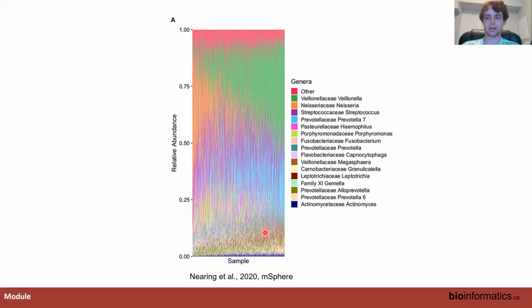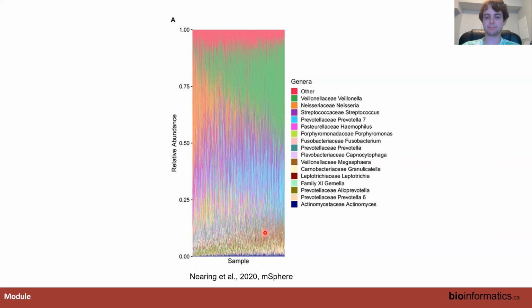So this is a stacked bar chart I made last year, looking at the composition of the oral microbiome of Atlantic Canadians. And basically on the y-axis, we have the relative abundances, which go from 0 to 1. And on the x-axis, we have different samples.